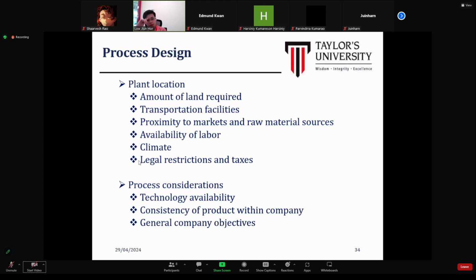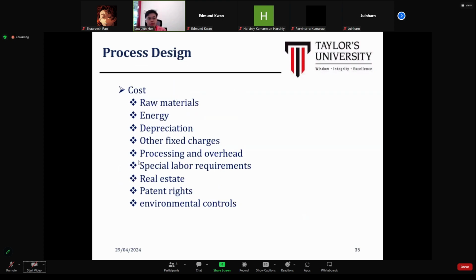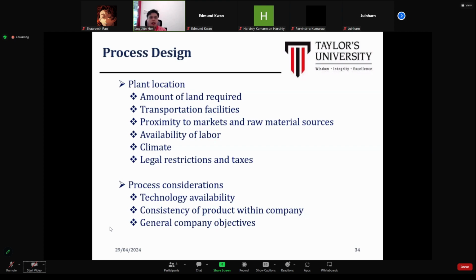And also, the plant location. Okay, it can also support our decision making to select the best technology or process. Plant design. Plant location.